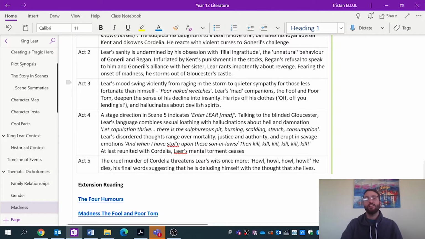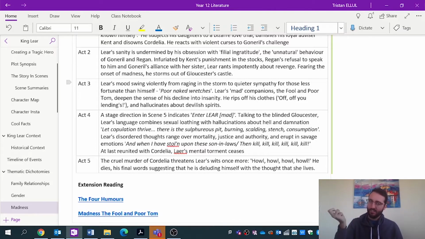So Lear's mad companions, the Fool and poor Tom, deepen the sense of his decline into insanity. Rather than surrounding himself with the aristocracy of society, he now is aligned with characters such as the Fool and poor Tom, who is putting on that insanity as well. He rips off his clothes here as well, "off, you lendings," and hallucinates about devilish spirits. So we can see the madness turning more hallucinogenic and deeper here.